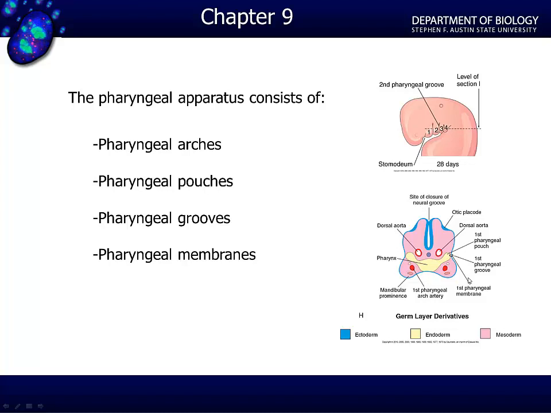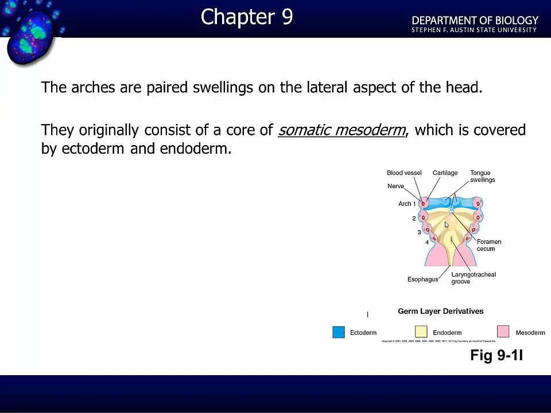Now, I like this illustration because it shows you the different germ layers and what they are going to give rise to during embryonic development. So we're going to take these one at a time as we go through our developing tissues.